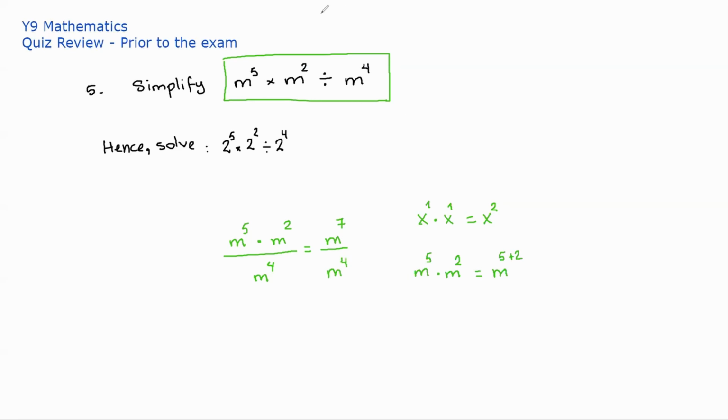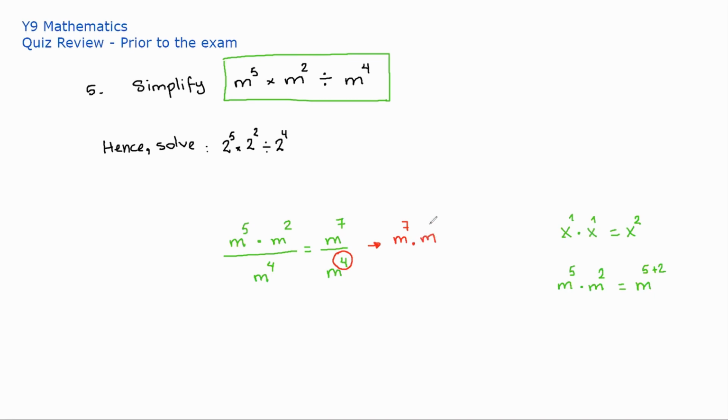You see? Now, wait a second. How can we simplify this then? Remember how we said that if there was a power in the bottom, and we wanted to take it up, it had to change the sign? We're going to do the same thing here. I'm going to say this is m to the power of 7 times m to the power of minus 4.